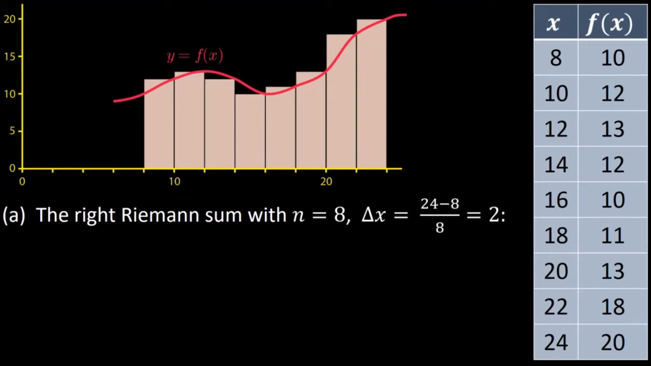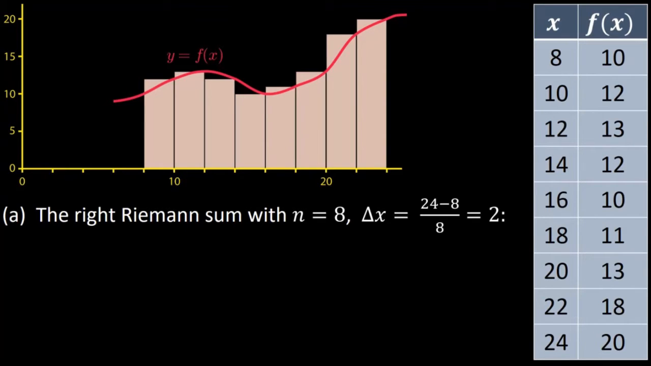We're looking for a right Riemann sum, which I've shown you here. First, compute delta x. That's the width of the entire interval, 24 minus 8, divided by n, which is 8. And you get delta x is 2. So you have 8 subintervals of width 2. Total width is 16. We need the values of the function at all the points on the x-axis spaced 2 apart from 8 to 24. That is, we need to evaluate the function at 8, 10, 12, 14, 16, 18, 20, 22, 24.